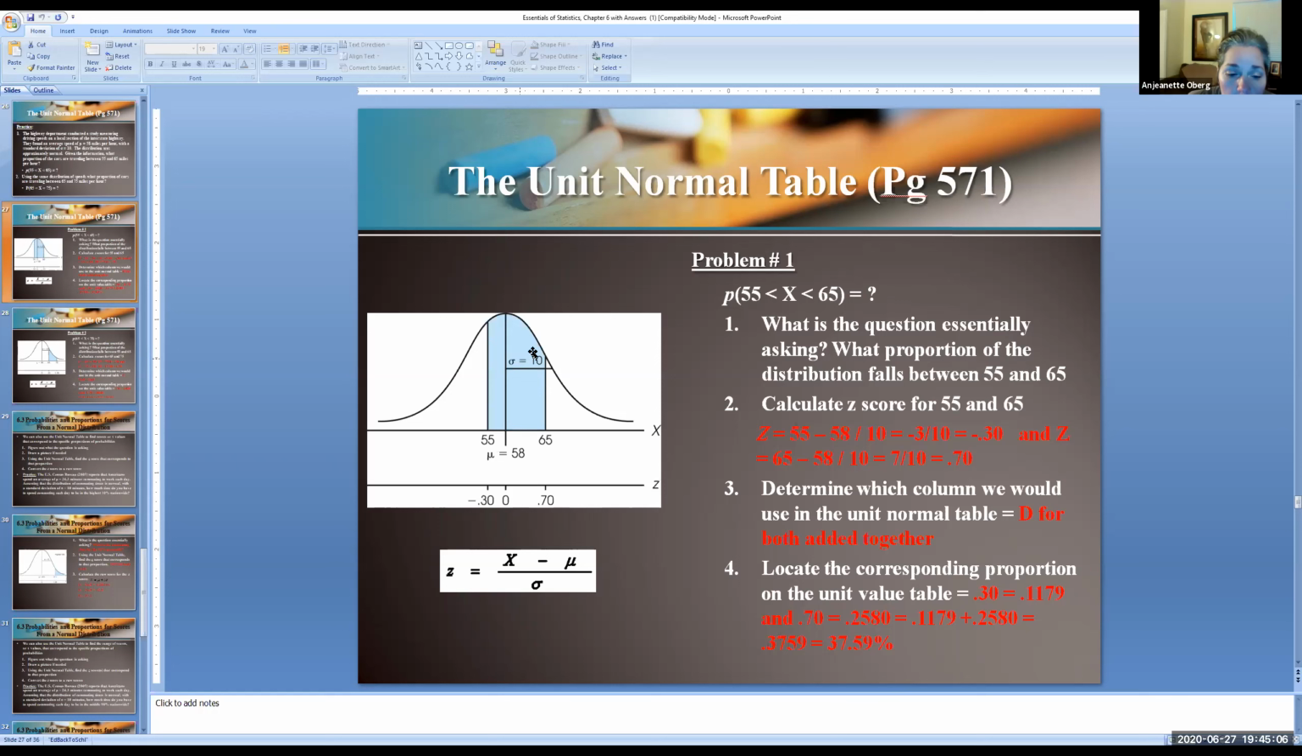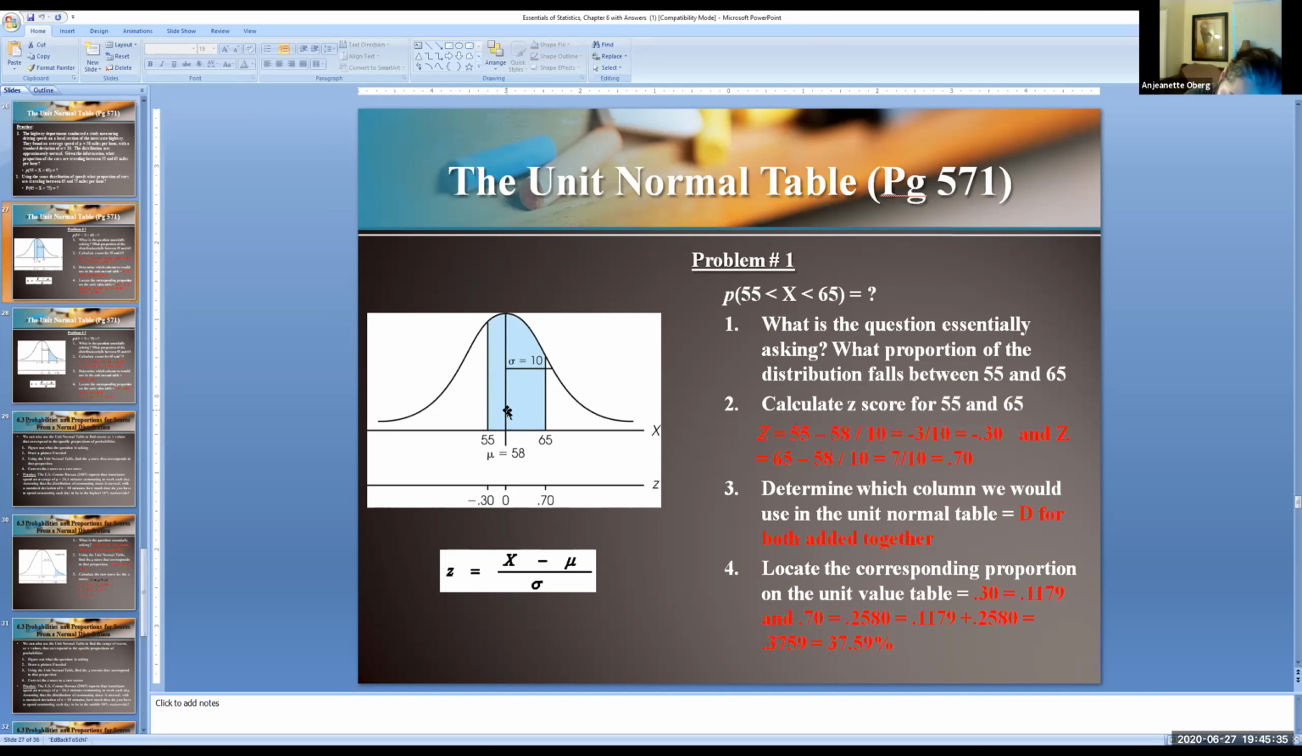So this is a chance when I'm going to use that D column, where I'm looking at the probability or proportion of scores that fall between the mean and the z-score. And in this case, I'm going to look it up first for the mean and the z-score of 70, and then the mean and the z-score of negative 0.30. And I'm going to add those two together. And that's going to tell me the full probability in those two regions.